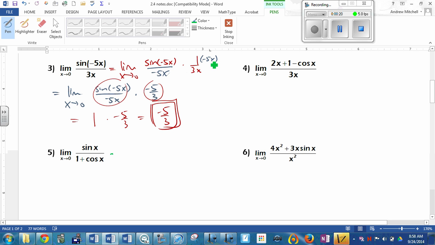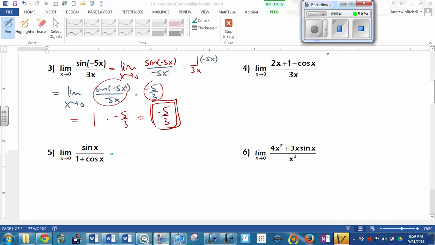So we end up with limit as x approaches 0 of sine of negative 5x over negative 5x times negative 5/3, because those x's cancel out. And we take the limit of each part individually. So the limit of this first part is just 1. Limit of the constant is a constant. So we end up with a limit of negative 5/3 for this one.